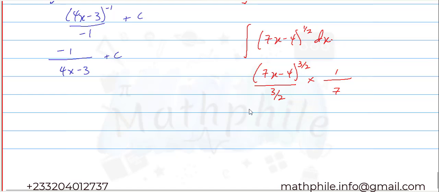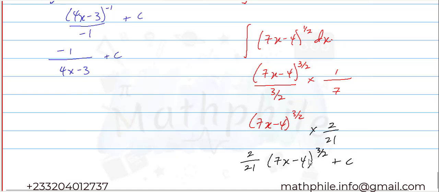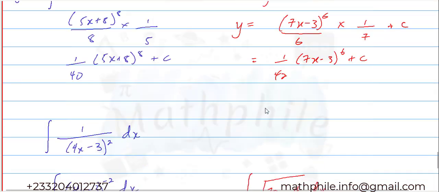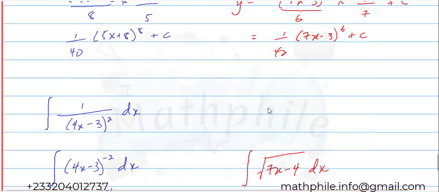Let me just write it then. (7x - 4) raised to the power 3 over 2 divided by 21 over 2. Now, because of the division sign, we can flip this one and change it to multiplication. So this becomes 2 over 21 instead. So let me just delete the 21 over 2. Then the final answer will be written as 2 over 21, (7x - 4) raised to the power 3 over 2 plus a constant of integration.